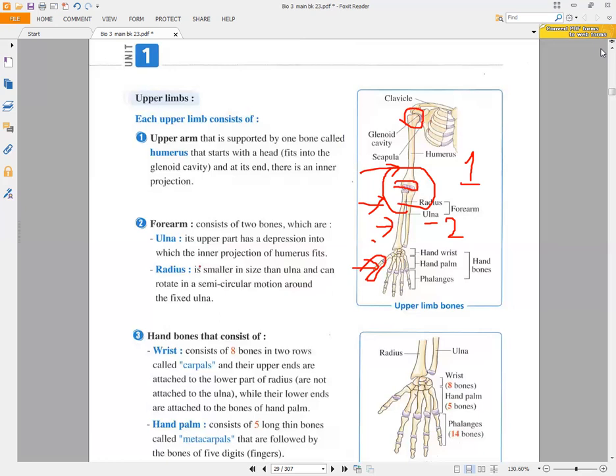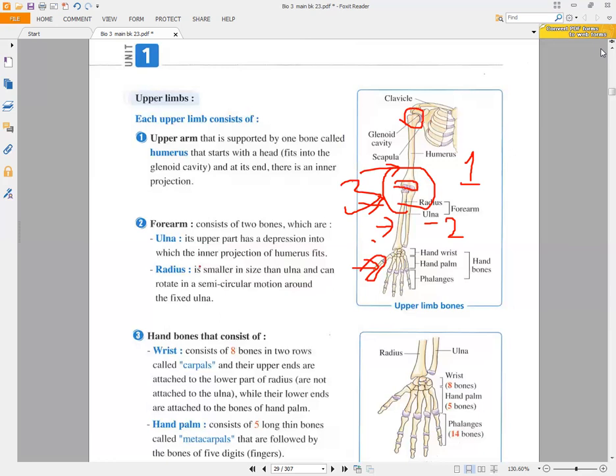Why? Because we know that the radius moves in a semicircular motion around the fixed ulna, so it also controls the motion of this part, okay? So here we will have three bones that form the elbow joint. Also, you have to know that the elbow joint is a limited movable joint, okay?